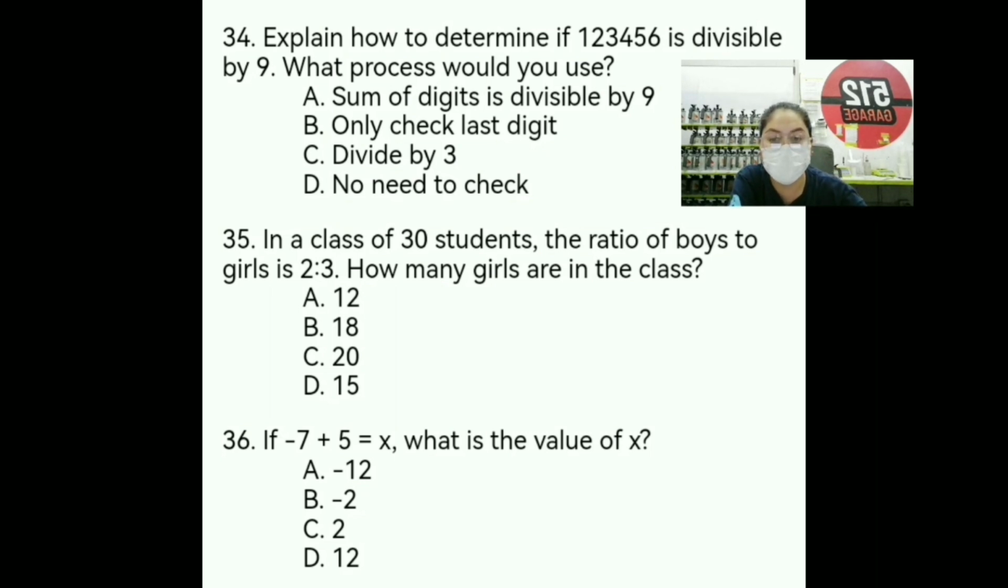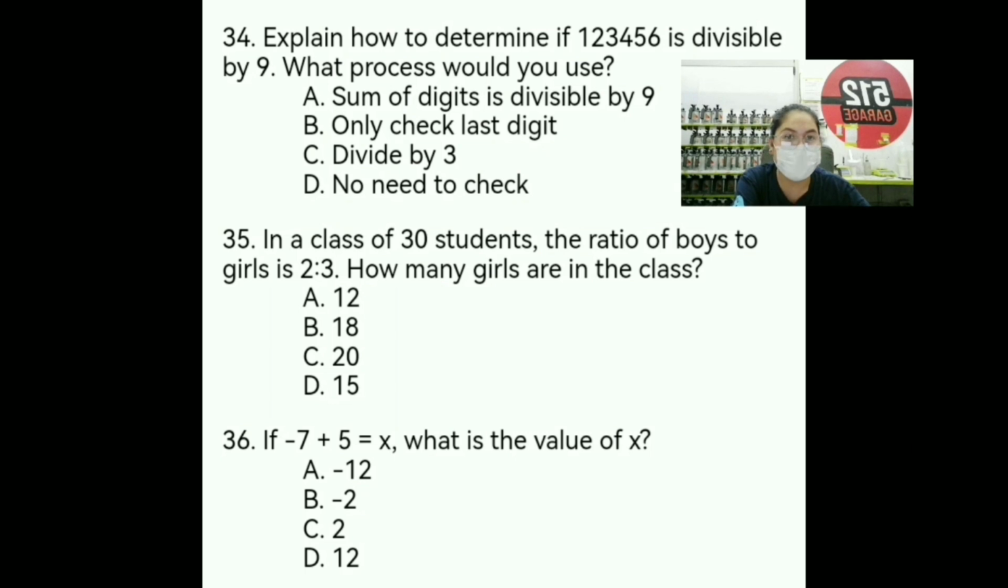So for step 1, let's understand the operation. The problem requires adding negative 7 and 5. Step 2, let's perform the addition. Adding negative 7 plus 5 is the same as subtracting 5 from 7. So negative 7 plus 5, the answer is negative 2. Step 3, assign the result to x. So x equals negative 2.